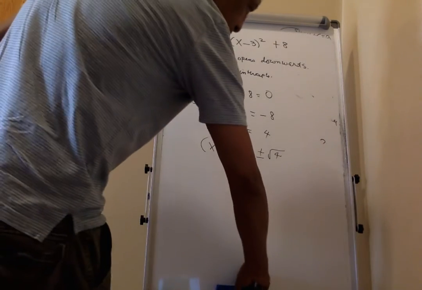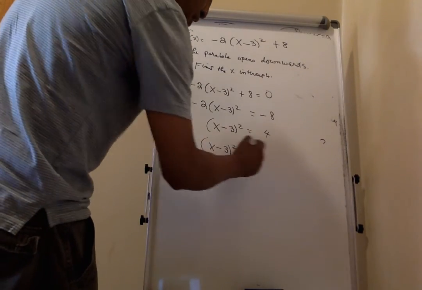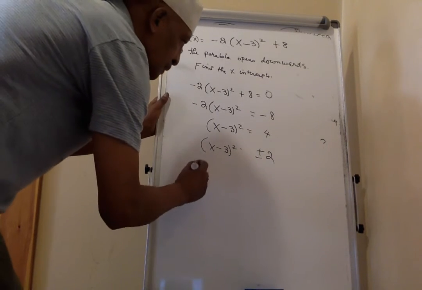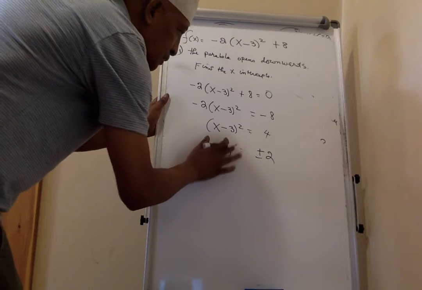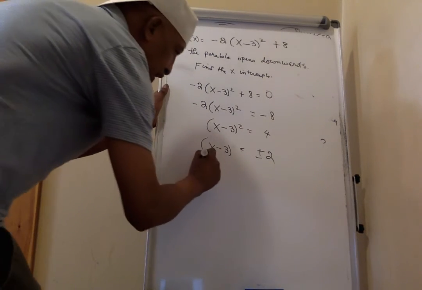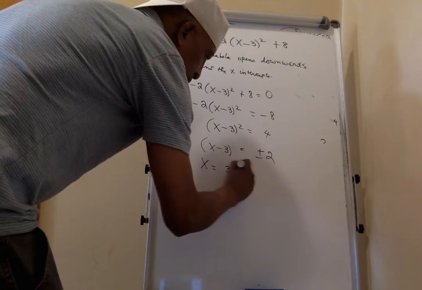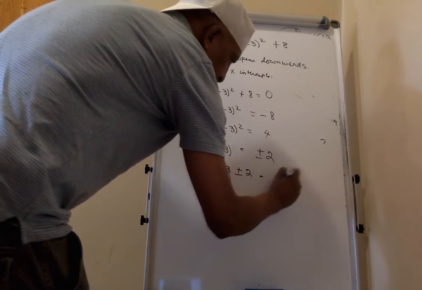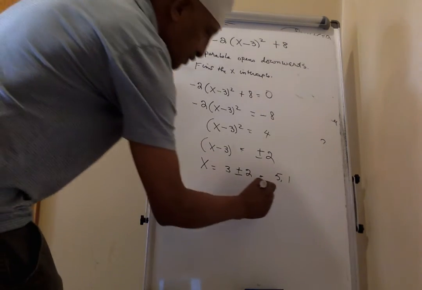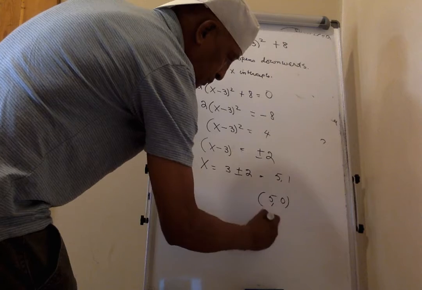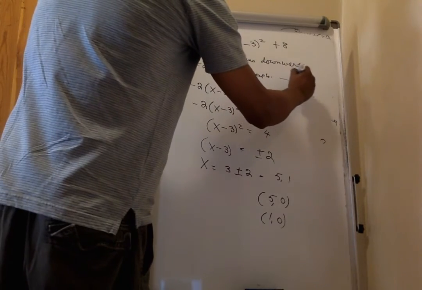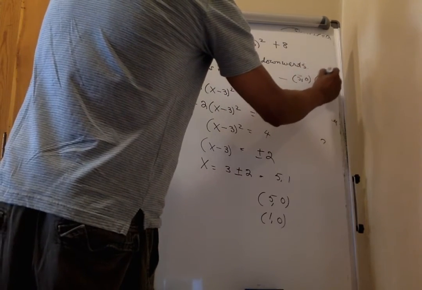Which gives you plus or minus 2. So, this x minus 3 will give you plus or minus 2. Then x is equal to 3 plus or minus 2, which is 5 and 1. So these are your x-intercepts. 3 plus 2 is 5, 3 minus 2 is 1. So your x-intercepts are 5 and 0, 1 and 0. Right? So 5 and 0 and 1 and 0.